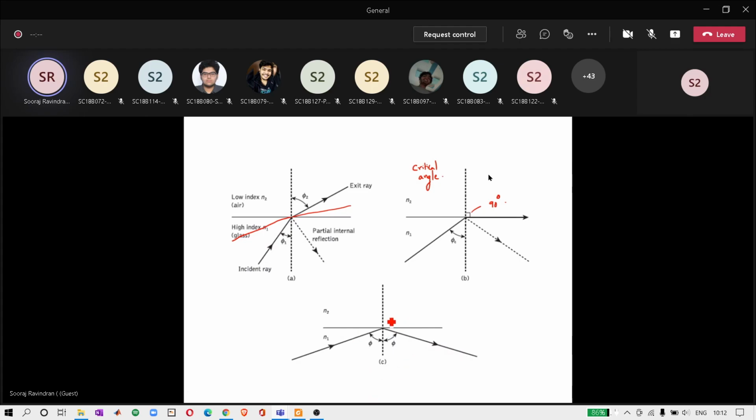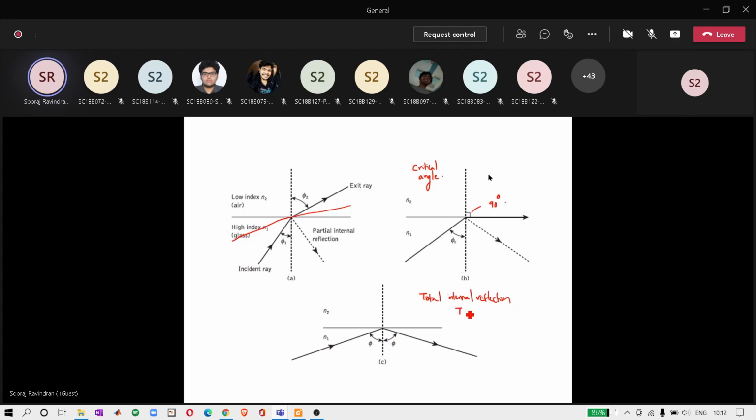So this phenomenon, where you will not find any refracted ray, rather all the ray is getting reflected back, is what you call total internal reflection, or in other words, TIR.